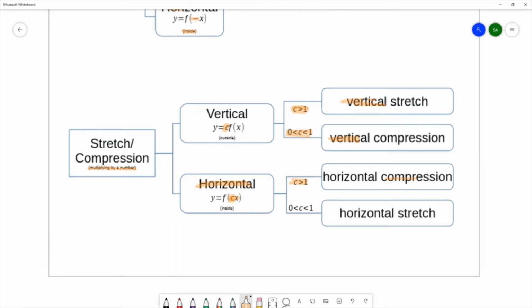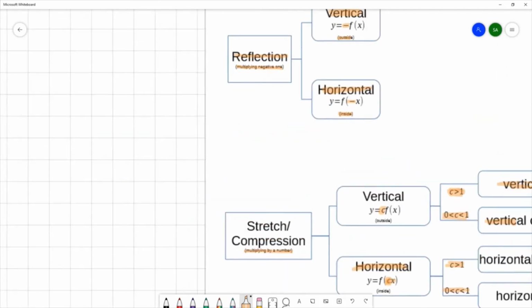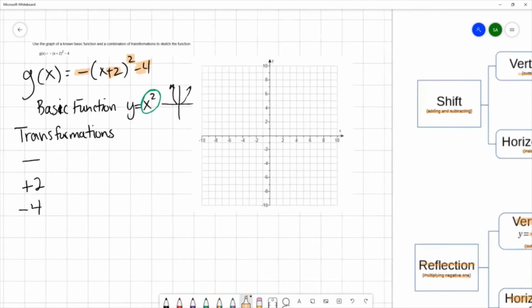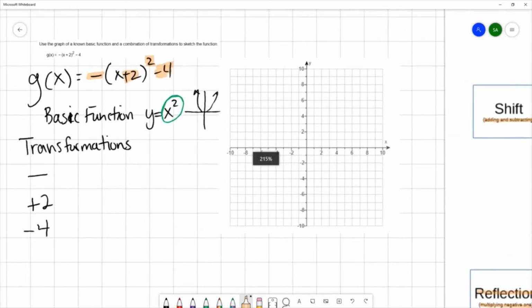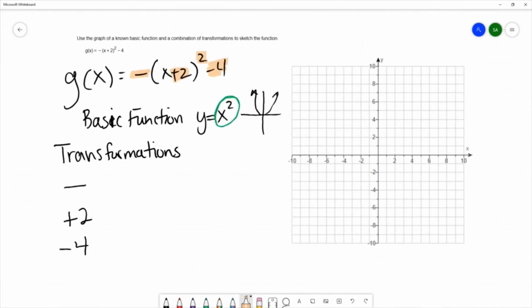So this is the information that we're going to use to decide what type of transformations are occurring for our example. So in our example, we have this negative being multiplied, which means that it is a reflection. And because that negative is on the outside of our base function, it is a vertical reflection.